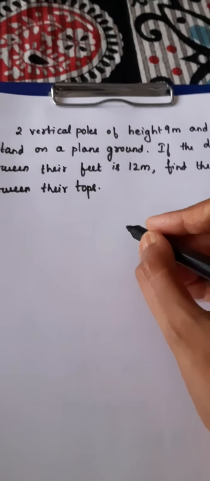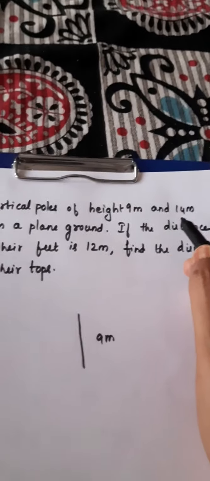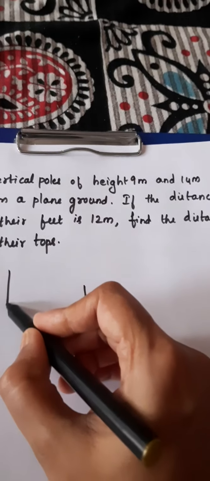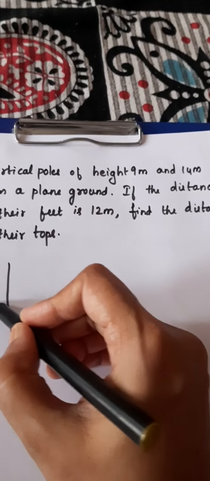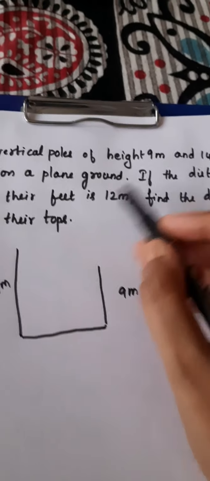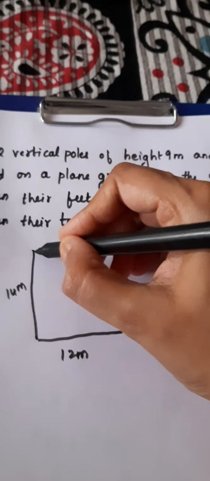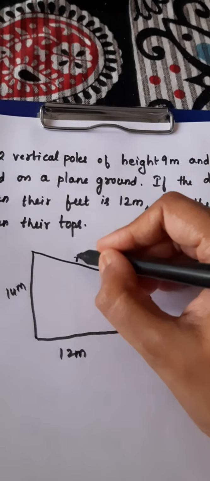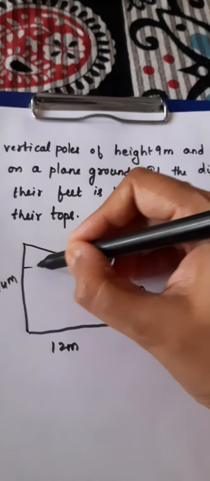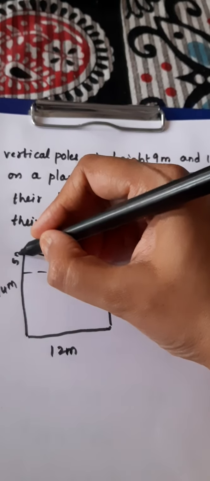Next question. Two poles are there. One is at a height of 9 meters and the other one is at a height of 14 meters. Whichever side you want, you can draw either to the left or right, as per your convenience. The distance between their feet is 12 meters, and we need to find the distance between their tops.